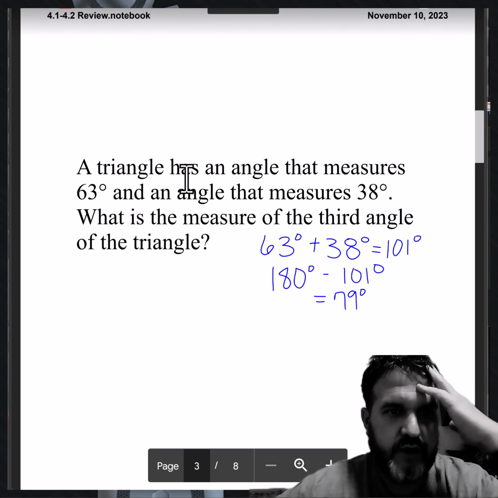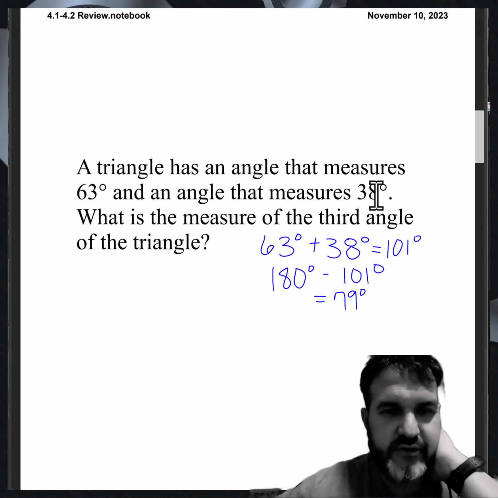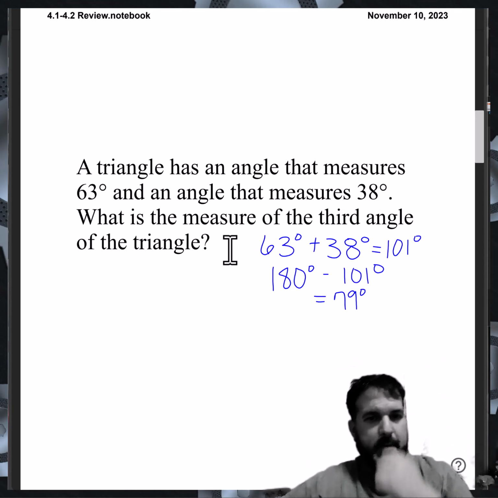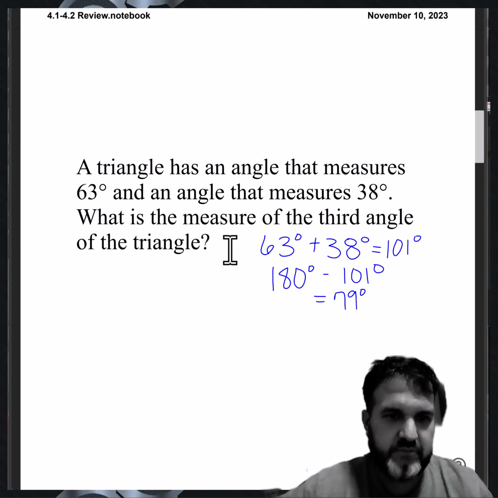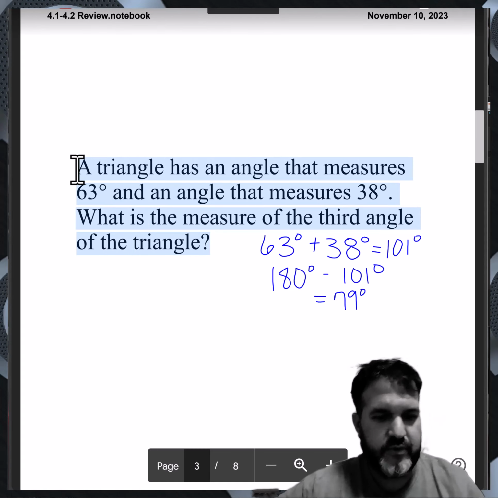Alright, a triangle has an angle that measures 63 and an angle that measures 38. This is from Google Classroom of the 8th grade. What's the measure of the third angle? Just a warm-up, right? So 63 plus 38, 101. Total degrees 180. 180 minus 101, 79. Let's see how we do.